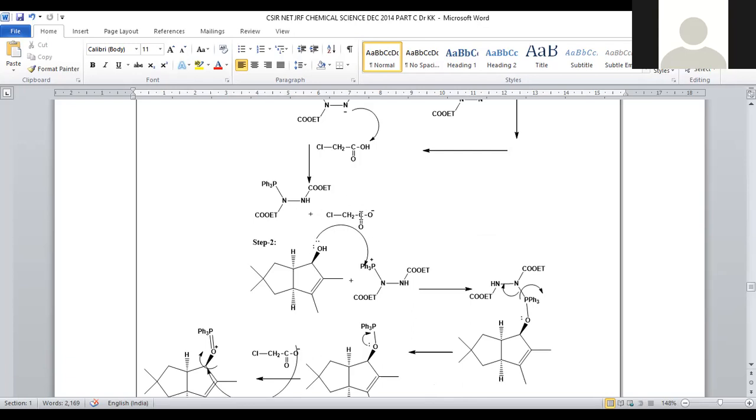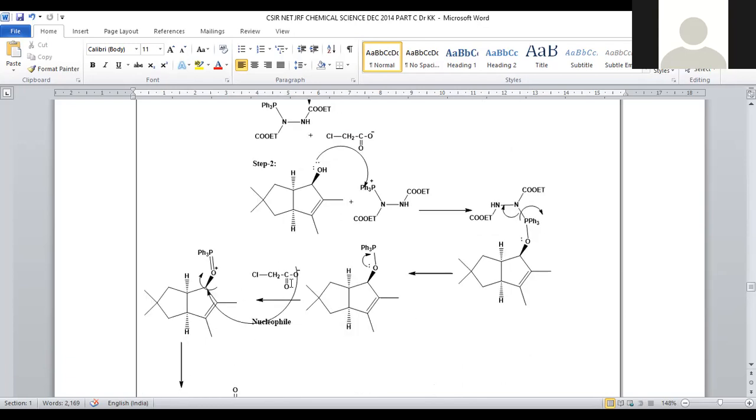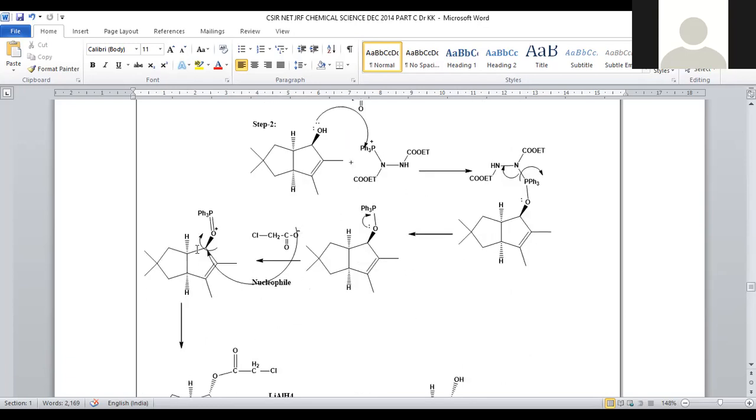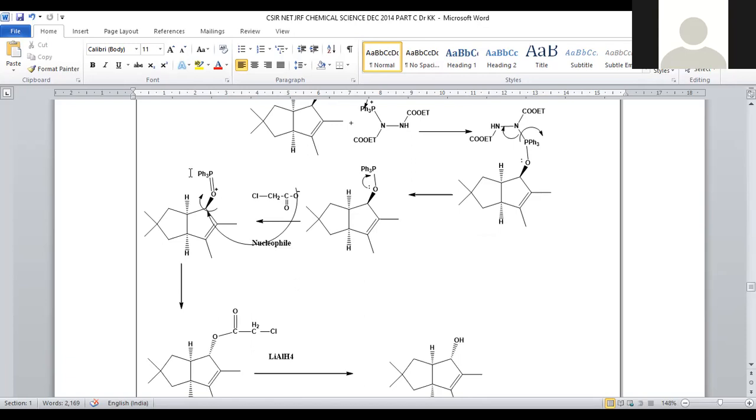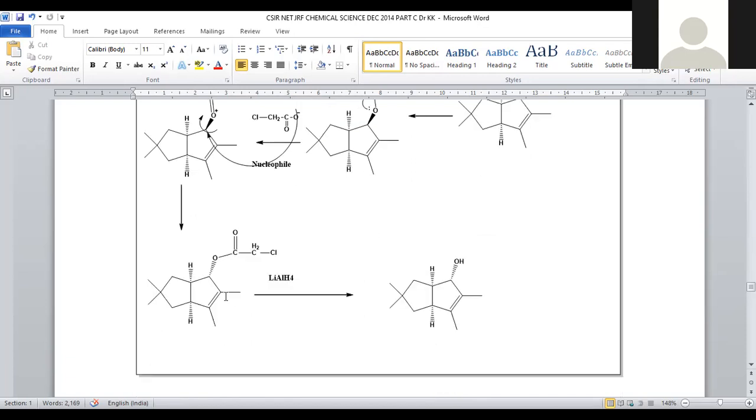We got carboxylate in this step by the hydrogen abstracted by this diazo compound, so that carboxylate got generated. This carboxylate will bond to the carbon of this bicyclic ring system, being a nucleophilic center. So here phosphine oxide got generated. So this PPh3 double bond O, phosphine oxide, got eliminated as a byproduct, and this entire moiety will be attached.